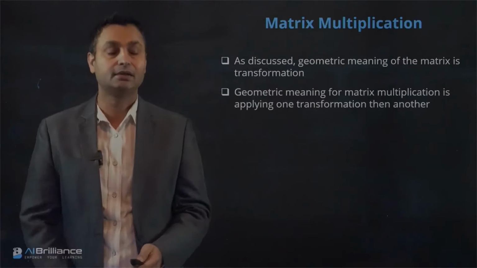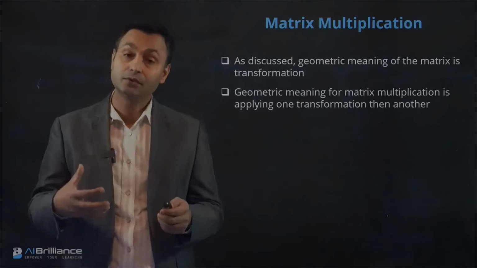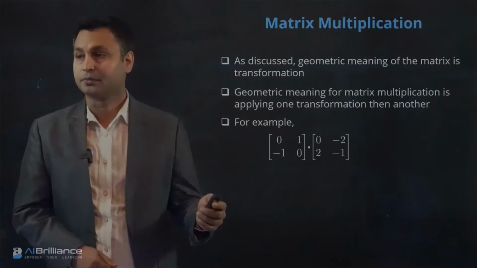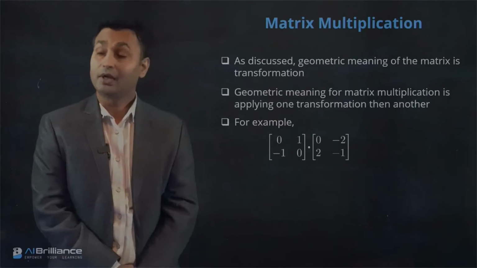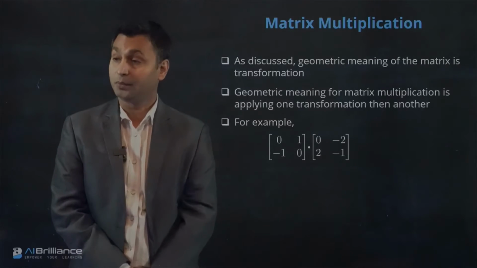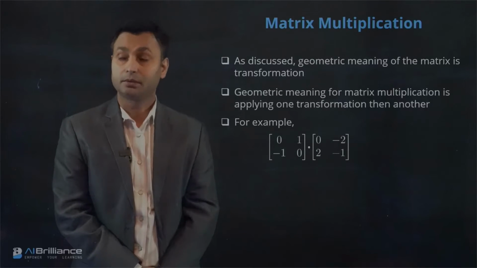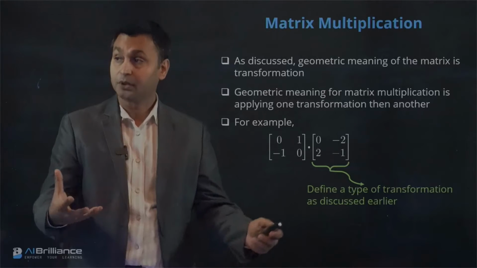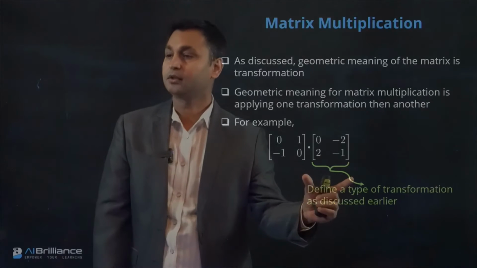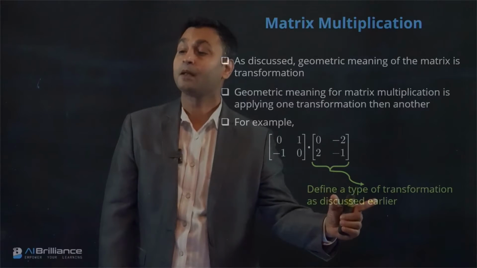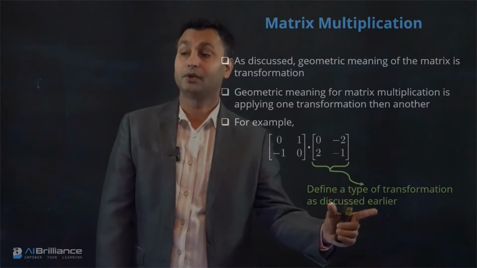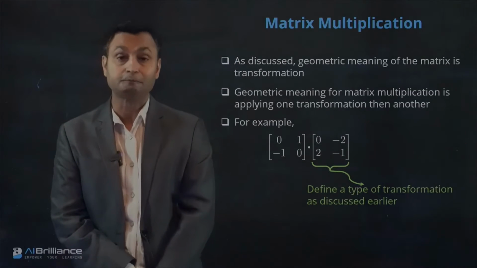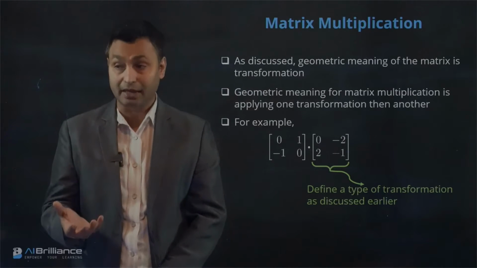So let's try to understand this concept first numerically, and then we will get into the geometric intuition using the 2D problems that we have. Let's say we have these two matrices, and if you want to multiply them together, we can go through a simple calculation and write out the output of this multiplication. So what does this multiplication represent? First, it defines a type of transformation, something that we have discussed, and this is the same matrix that we used in the previous discussion of vector-matrix multiplication, or the linear transformation aspect.